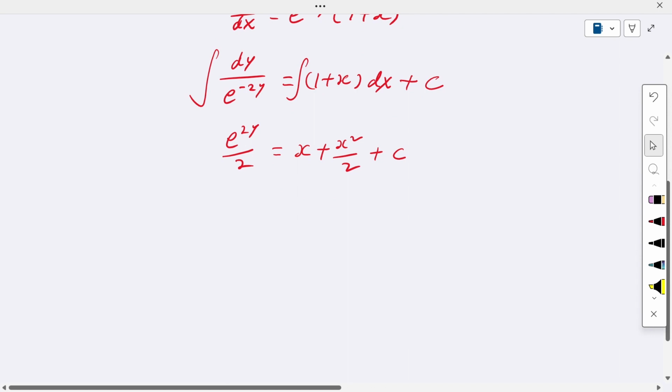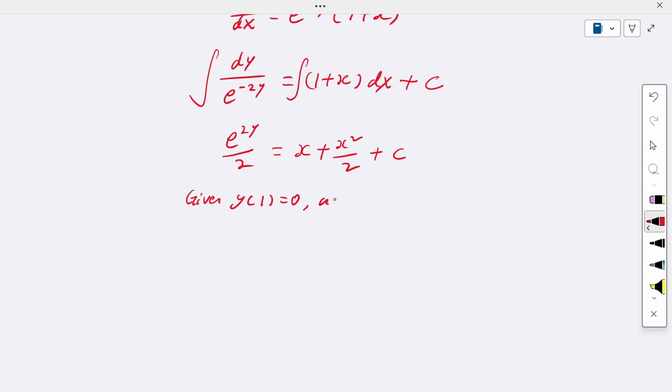Okay, to find c, we're going to use the given initial condition, which is y(1) equal to 0. It means that at x equal to 1, y is 0. So we're going to substitute into the equation here. On the left side, we have e^(2y), and y we substitute as 0, then this divided by 2. x we substitute with 1, and then it's plus 1 squared is 1, over 2, plus c.